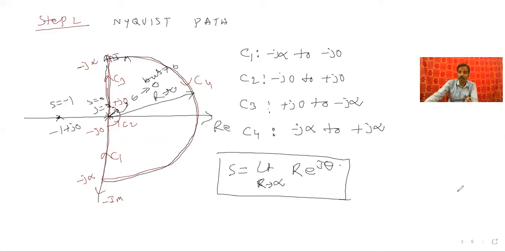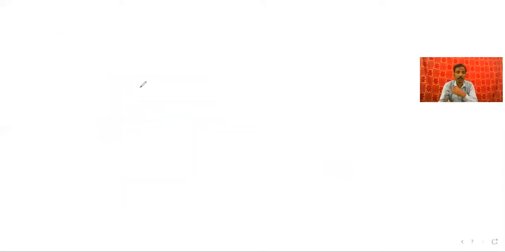Then put the sinusoidal input. What is the sinusoidal input? Step number 3.